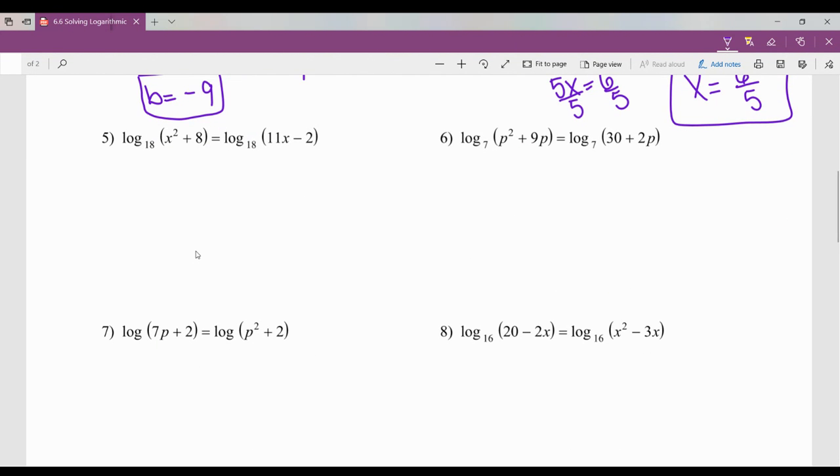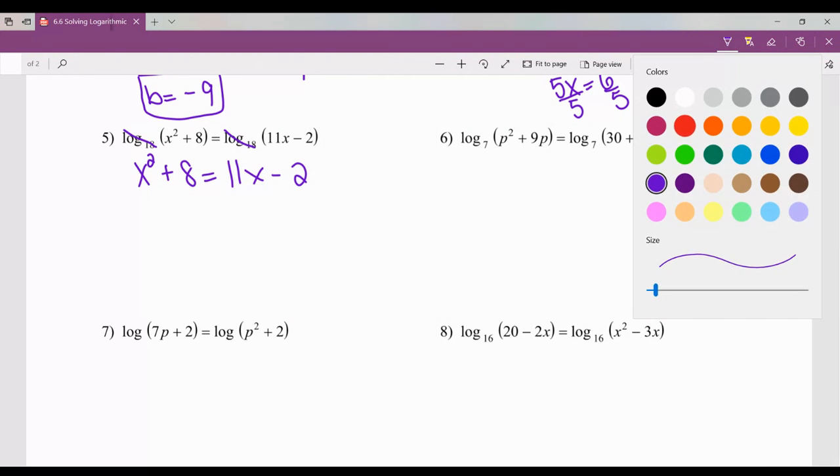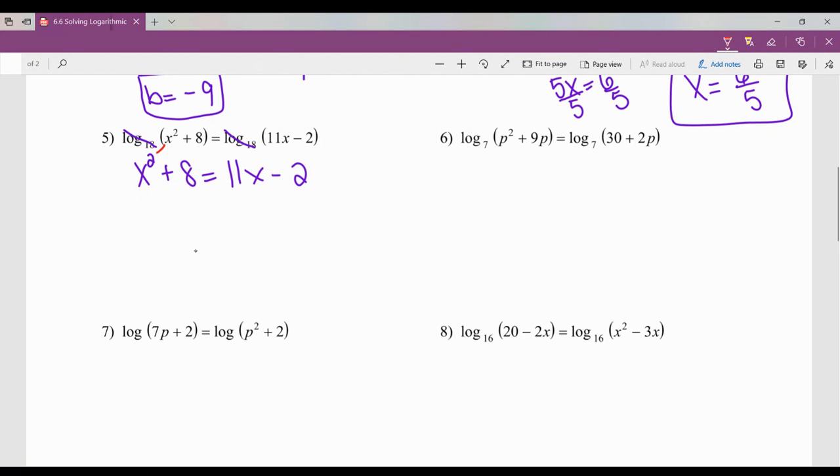So we've got log base 18 of x squared plus 8 equals log base 18 of 11x minus 2. So we can cancel out the log from each side, and we get x squared plus 8 equals 11x minus 2. Ooh, we've got a quadratic equation. What makes it quadratic, guys, just a reminder, is that squared. That's what makes it quadratic.